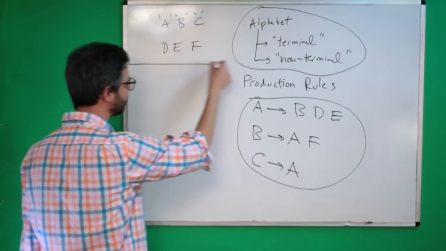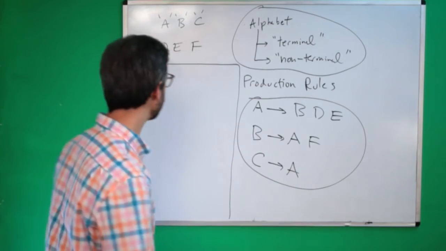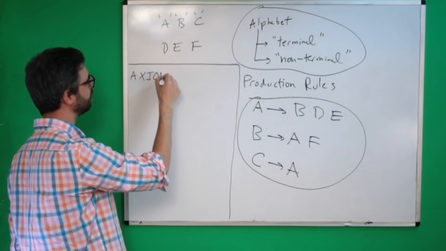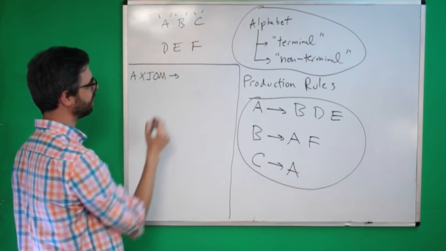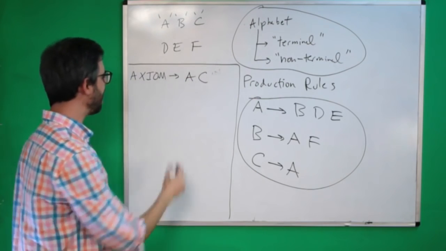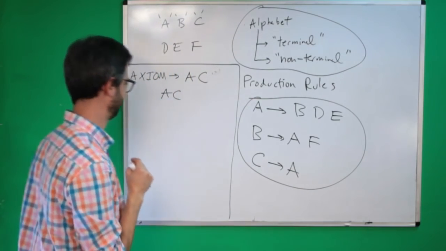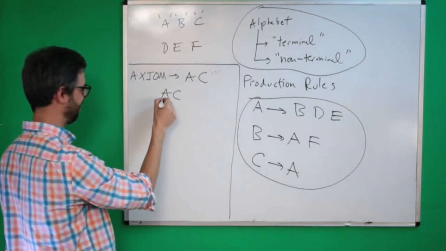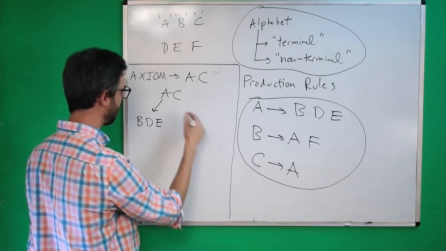So now what I need is what's sometimes referred to as an axiom, or maybe a starting sentence. I'm going to call it an axiom just to be formal here. What I need is an axiom. So what do I start with? Let's say I start with the axiom A, C. So what that means is I start with A, C, and then I go through my replacement rules. A becomes B, D, E. So this becomes B, D, E. And C becomes A.